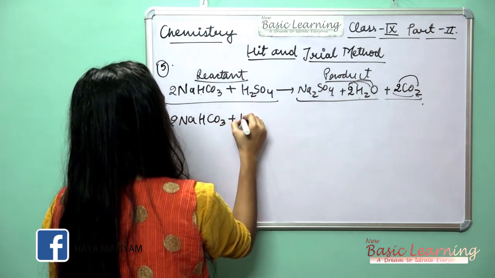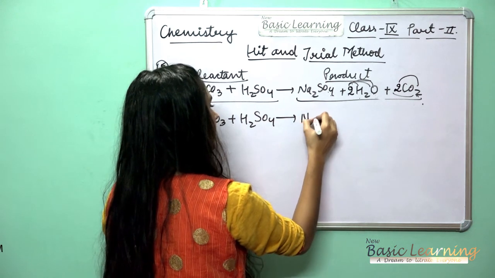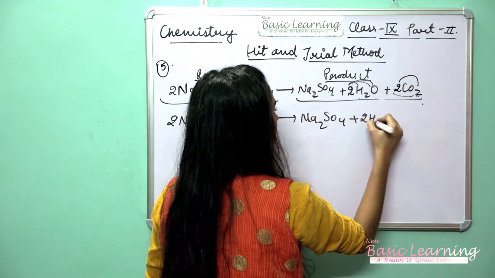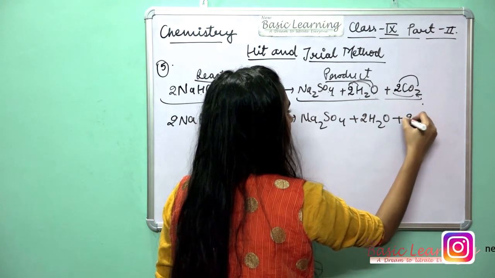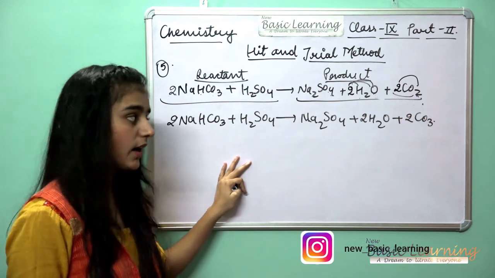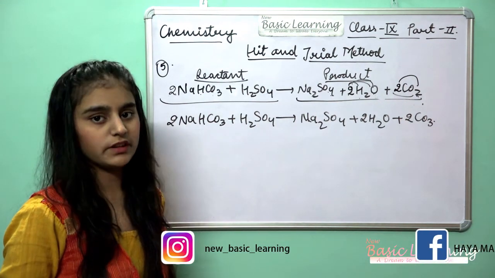So our chemical equation will be NaHCO3 plus H2SO4 gives Na2SO4 plus 2H2O plus 2CO2. This is the full and complete balanced equation that we get after solving the equation.